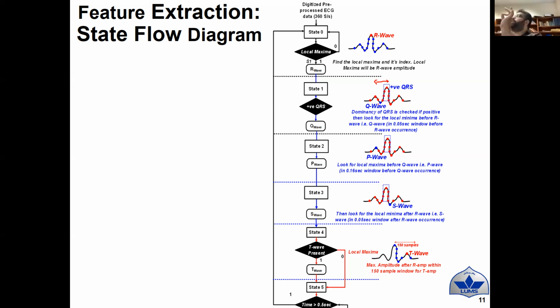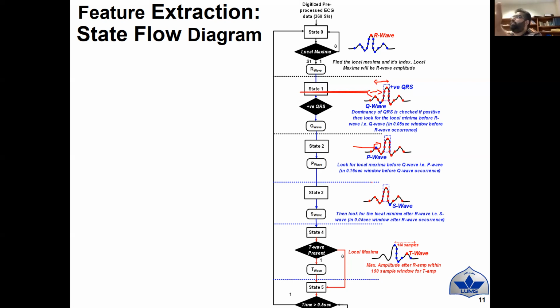Once I find the Q wave, I will again go to another state to find the P wave. So how am I going to find the P wave? The P wave occurs in a window of 0.1 second before the Q wave. So again, I will have another state and will search in this 0.1 second window for the local maxima. That local maxima will give me the point of the P wave, which is shown here. It will tell me the P wave amplitude and the P wave index.